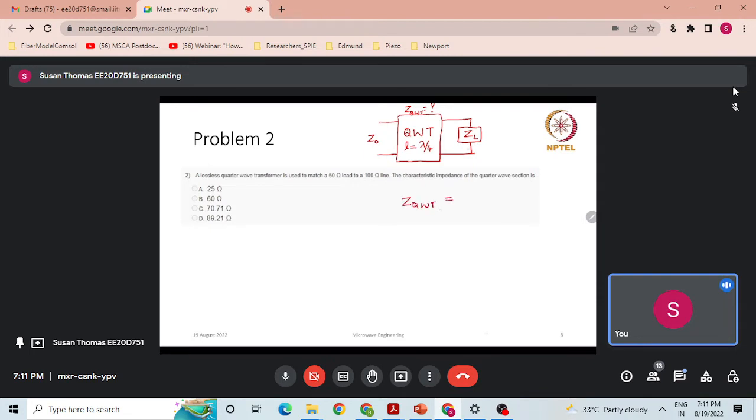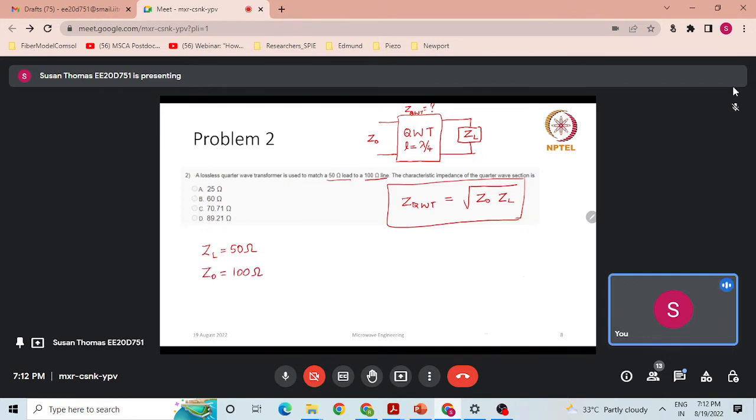ZQWT, that means the impedance of the quarter wave transformer, is the square root of Z0 into ZL. This has been discussed in detail in the video lectures, so let us look at only the final formula. The problem is: a lossless quarter wave transformer is used to match a 50 ohm load, that means ZL is 50, to a 100 ohm line, that means Z0 is 100 ohm.